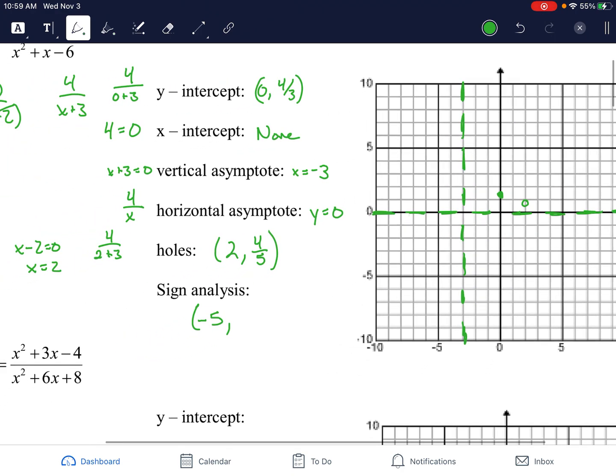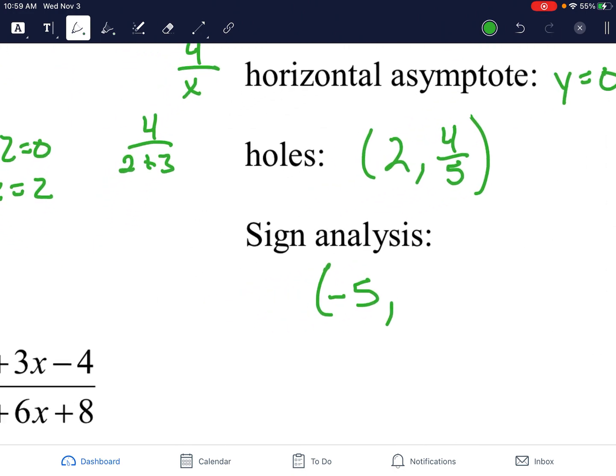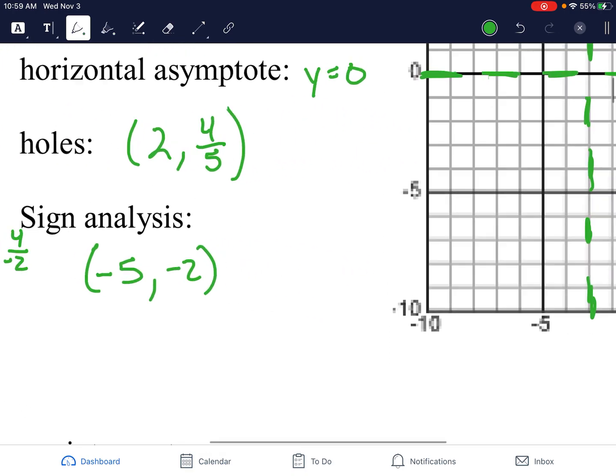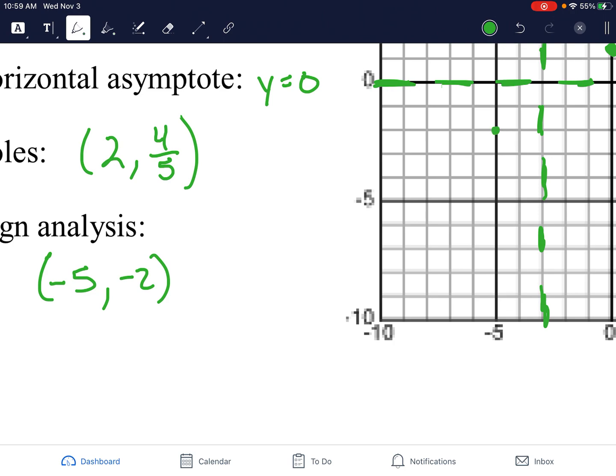So I'm putting negative 5 as my x term. To find out what the y value is, I put that x term into our equation. So we have 4 over negative 5 plus 3, which gives me 4 over negative 2, which is just negative 2. So negative 5, negative 2 is another point for our graph.